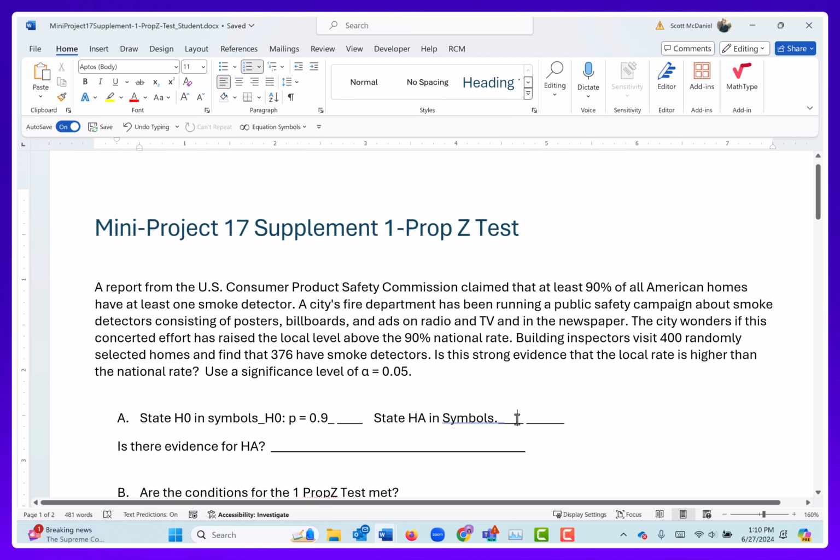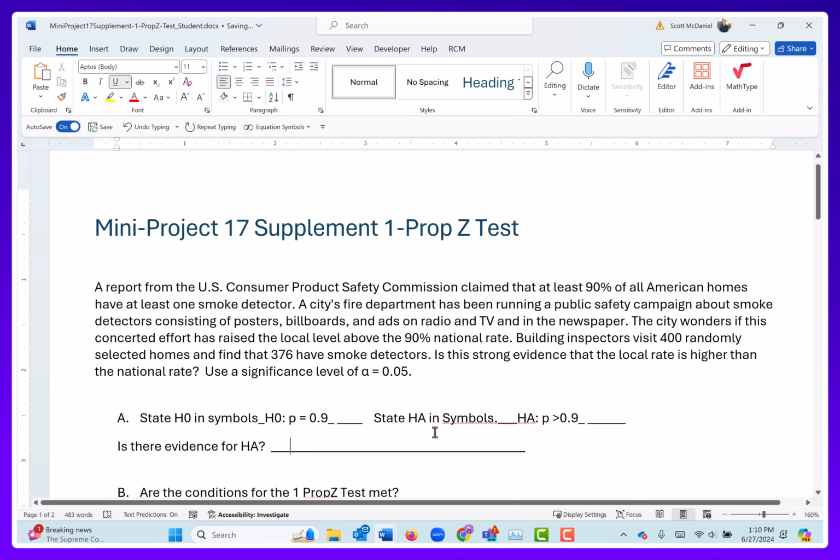So similarly, HA. What are they expecting to happen? They're expecting and hoping that it's going to show that the rate is greater than 0.9 or 90%. Now, you can put 90% here. We often know in statistics classes, we'll frame these as proportions since this is a test for proportion.